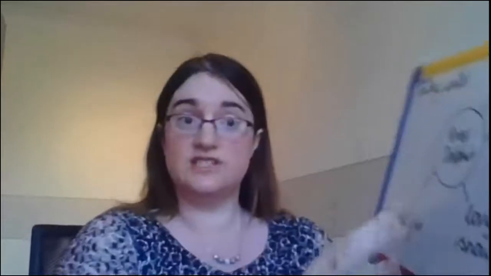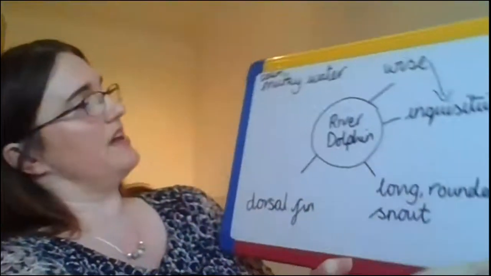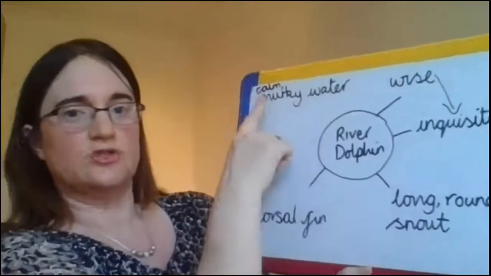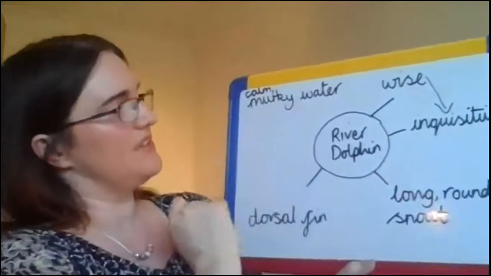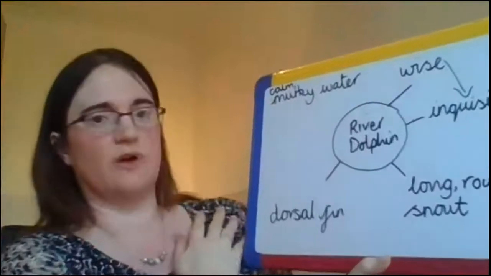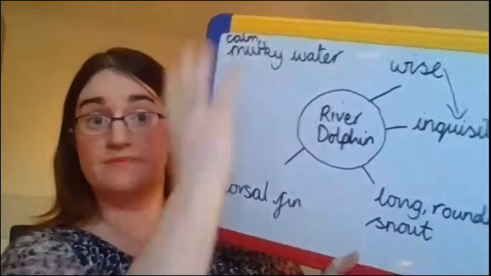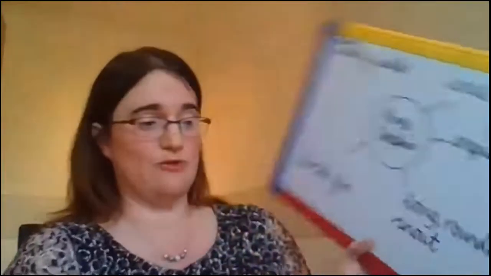Okay, well done. So hopefully you've managed to come up with some words to describe your creature like I have. I added a little bit more to mine. I talked about the calm, murky water that it swims in as well, and I've added that to my web. So these are my ideas. This is a bit of a plan for me, because we are going to now write our page for the book.